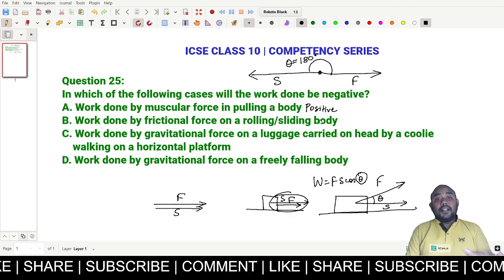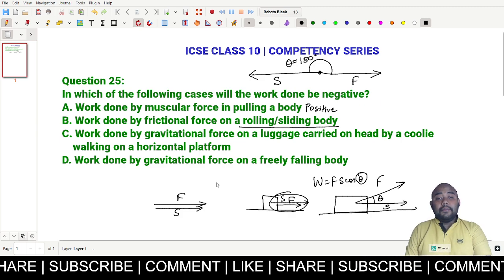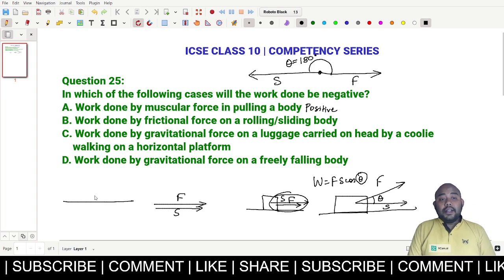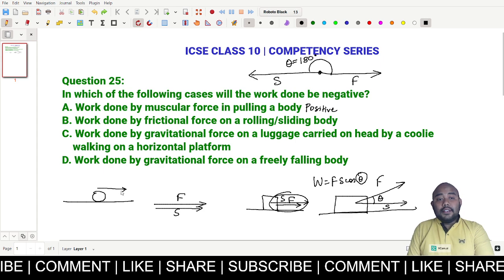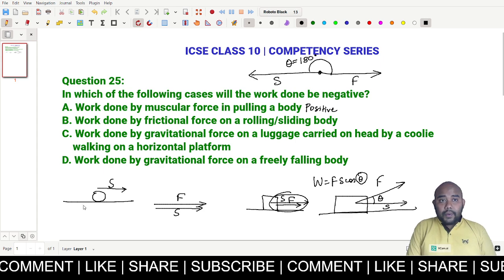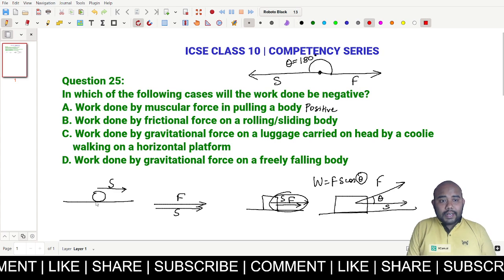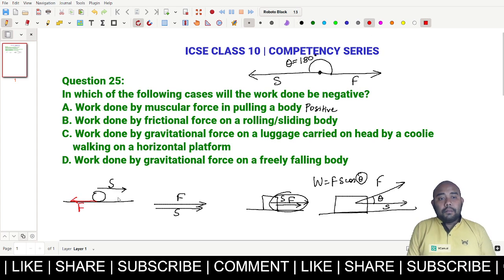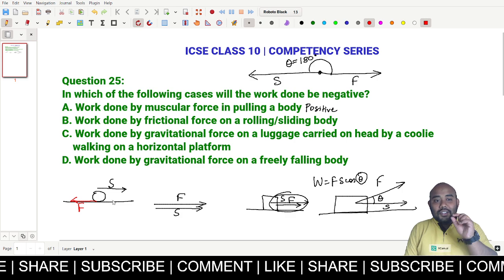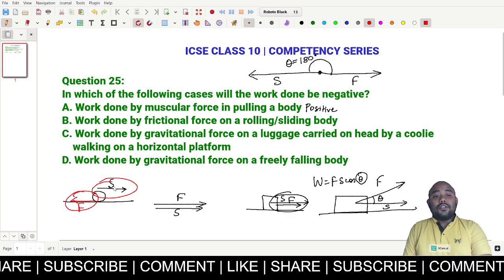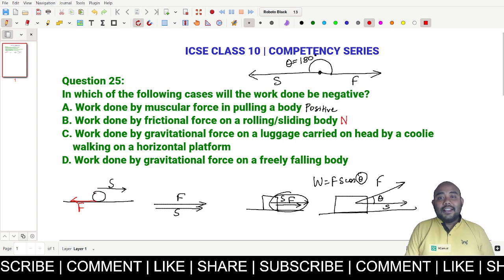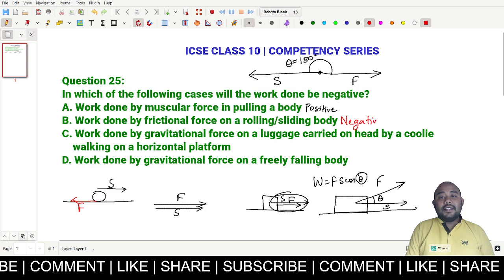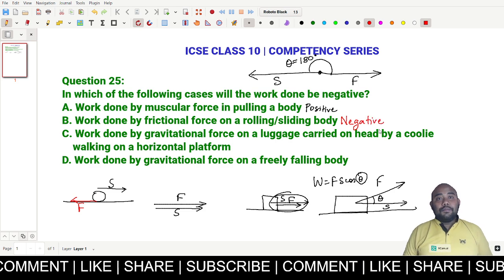Work done by frictional force on a rolling or a sliding body. Now if a body is rolling or sliding, let's say a ball is rolling in this direction, the friction will always oppose the motion. So the direction of friction will always be opposite to the direction of displacement. Here you see the arrows of the force and displacement are in opposite directions. So yes, this is definitely a case of negative work done. Let us see the other options as well.